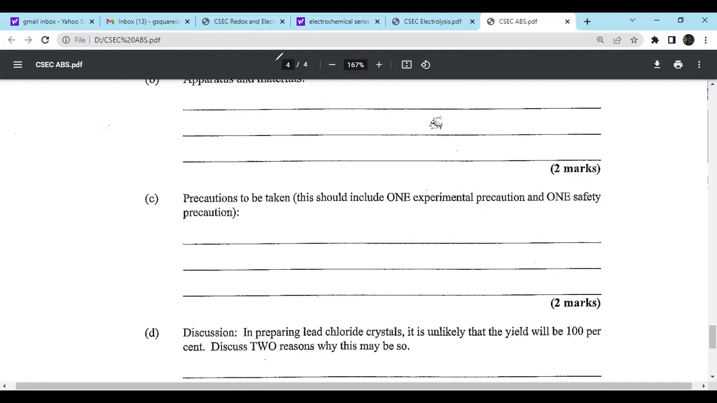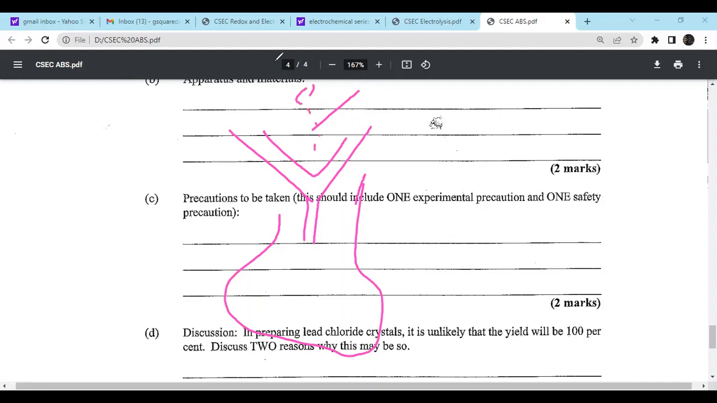In other words, when you're filtering, let's say you're filtering here, this is your filter, and this is your conical flask down here. When you're filtering and you're pouring, your stirring rod should be here, and you should be pouring onto the stirring rod, washing off anything on the stirring rod in here. Okay, so that's an experimental precaution.